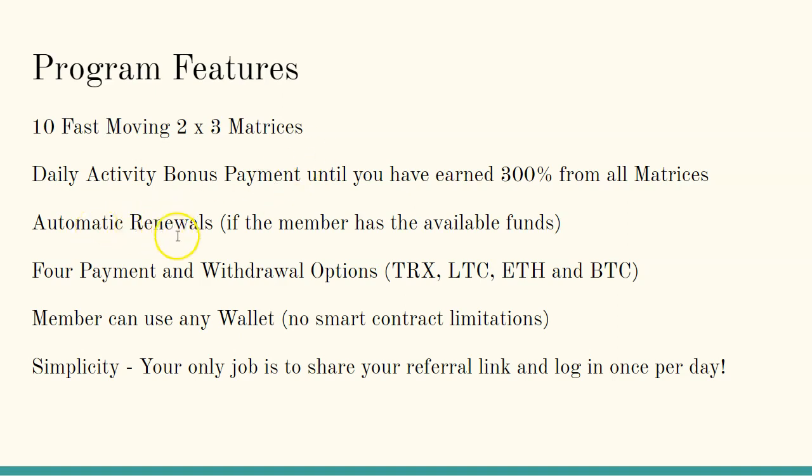Automatic renewals. What I mean by that is it's only 14 positions in each one of the matrices at all 10 levels. As soon as that matrix is full, meaning you've completely filled the 2x3 or you earn 300%, whichever comes first, as soon as you earn 300%, you can no longer earn from that matrix. It is basically a dead matrix. If you have the funds in your available balance, it will auto renew. So in other words, you need to keep your funds in the available balance. So how does that look? Someone that is in all 10 levels, you probably want to keep your available balance at $275.